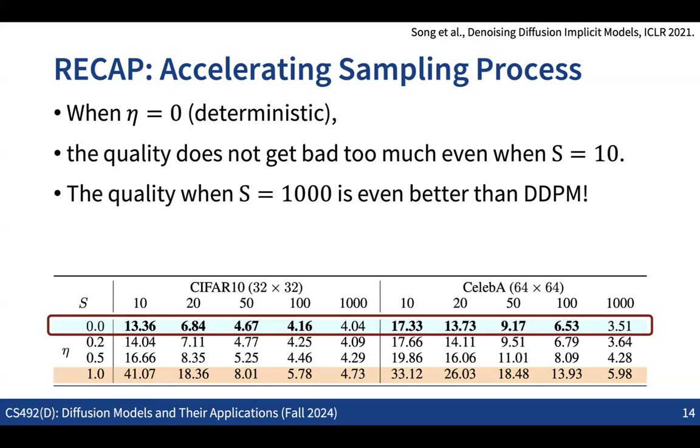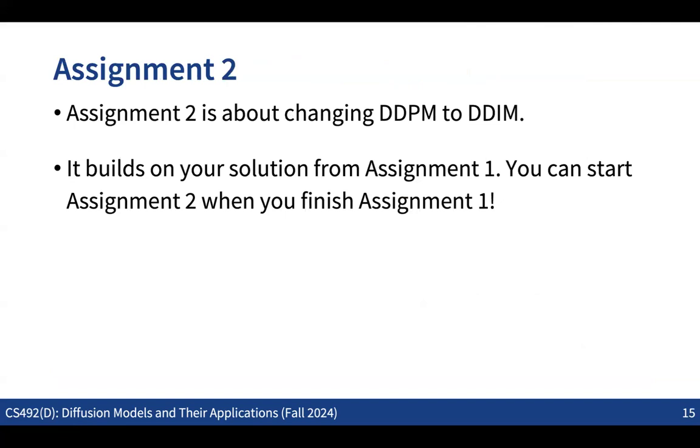So this is the recap of the DDIM that we discussed last time. And the things that you'll need to do, and also the details about assignment 2, is that assignment 2 is basically nothing but changing the DDPM code that you implemented in assignment 1 into DDIM, which means that before you start assignment 2, you will first need to finish your assignment 1. So there's a dependency between 1 and 2. But 2 will be easier than 1, right?